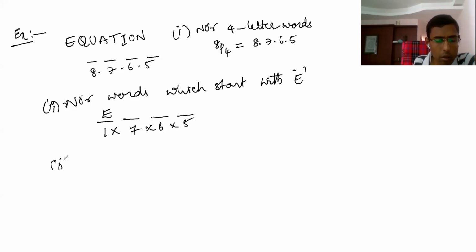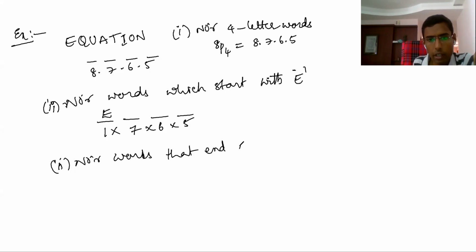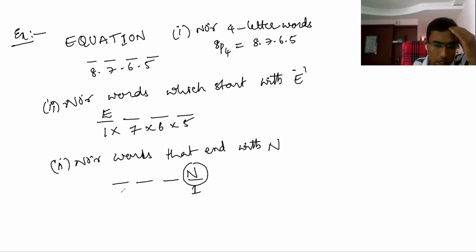Next, the number of words that end with N. This is also the same. You have to fix N in the last blank, that is one way only. The remaining 3 blanks can be arranged in 7 into 6 into 5, because one letter is gone.